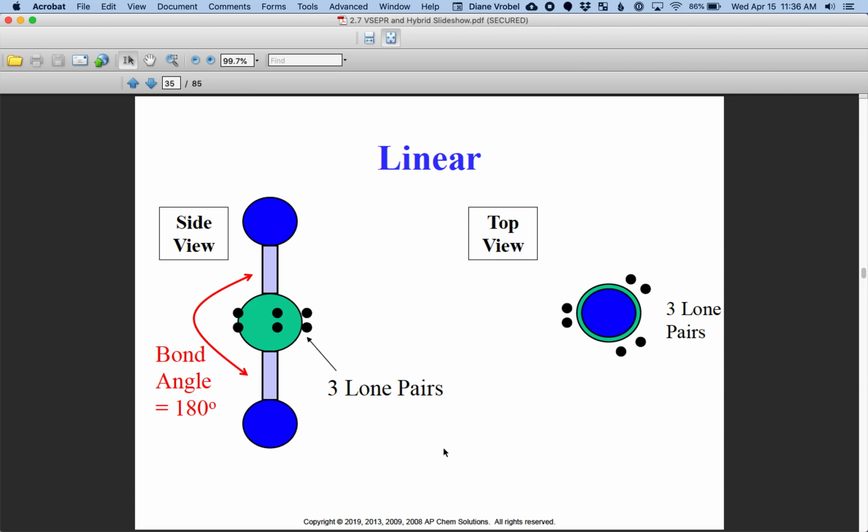So the side view shows that the central atom has 2 charge clouds that form the bond angle of 180 degrees. And obviously from the top, it's not showing any other set of charge clouds that would form a bond angle. So you'd only need to know the 180 degree bond angle.